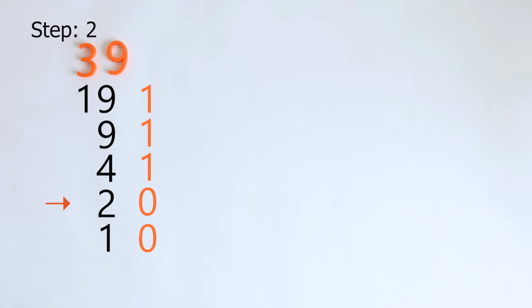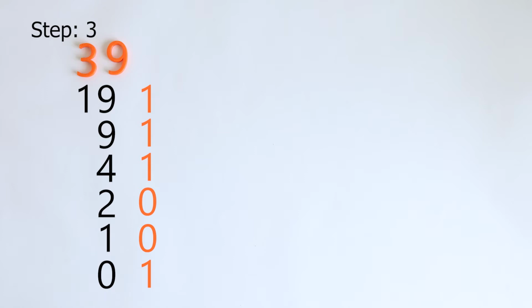Now to complete step 2, we do the exact same thing again, but this time on the result we just wrote down, so 19 in this case. We continue doing this until the result is 0. So 19 divided by 2 is 9, remainder 1. 9 divided by 2 is 4, remainder 1. 4 divided by 2 is 2, remainder 0. 2 divided by 2 is 1, remainder 0. 1 divided by 2 is 0, remainder 1. That completes step 2. We know this as our result is now 0.